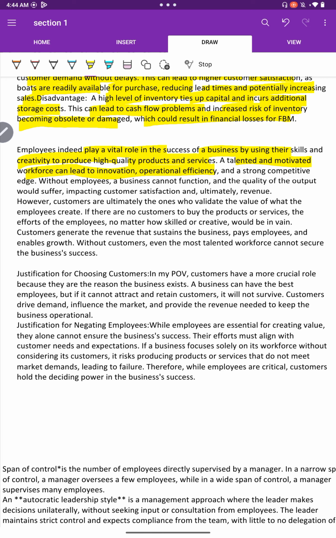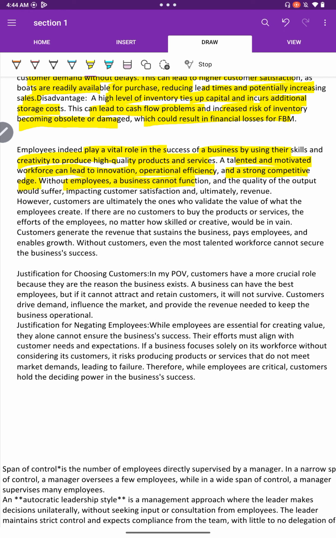A talented and motivated workforce. If you don't need to, we don't, because we have very close and narrow space. That's why. So you can start from here also. That a talented and motivated workforce can lead to innovation, operation efficiency, and a strong competitive edge.